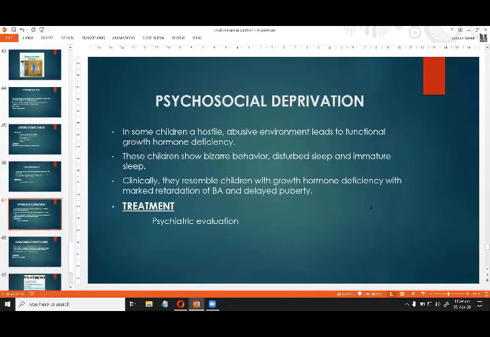Psychosocial deprivation. In some children, a hostile, abusive environment leads to functional growth failure. These children show bizarre behavior, disturbed sleep pattern, immature sleep. Clinically, they resemble children with growth hormone deficiency, with marked retardation of bone age and delayed puberty. Psychological and psychiatric evaluation of these children must be carried out if you want to treat them.